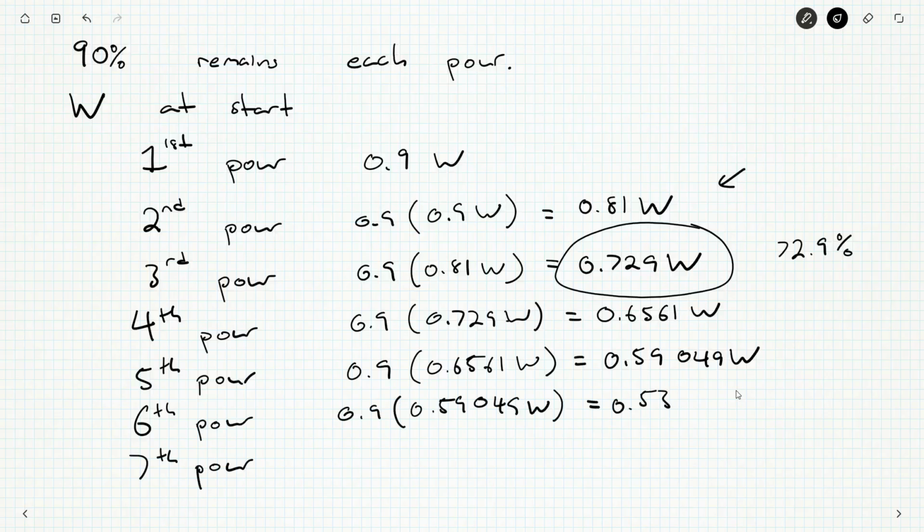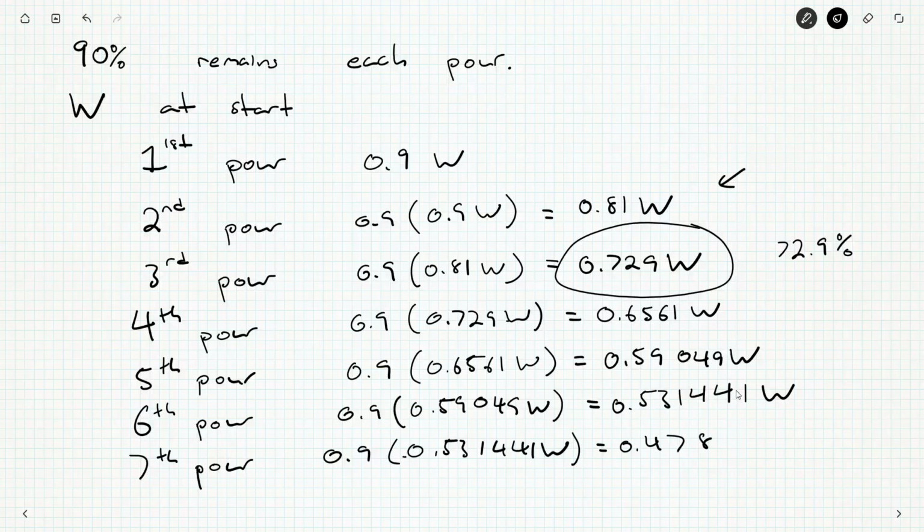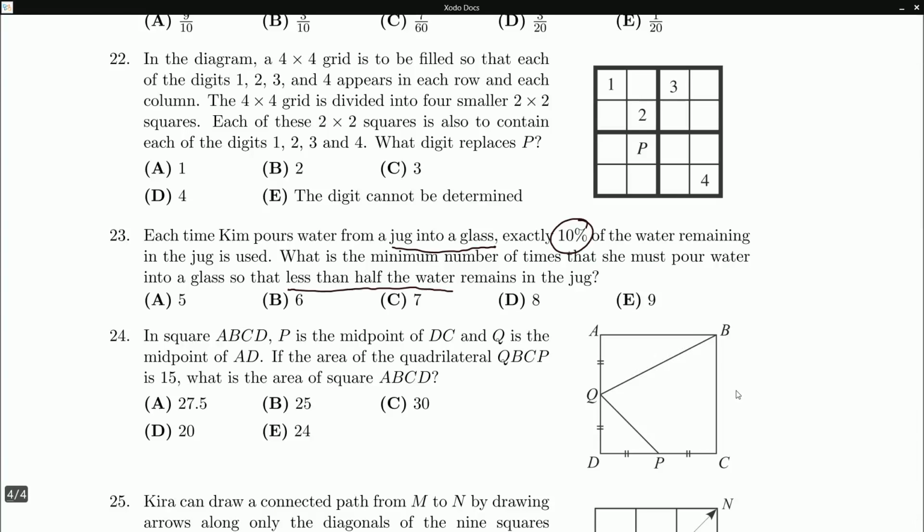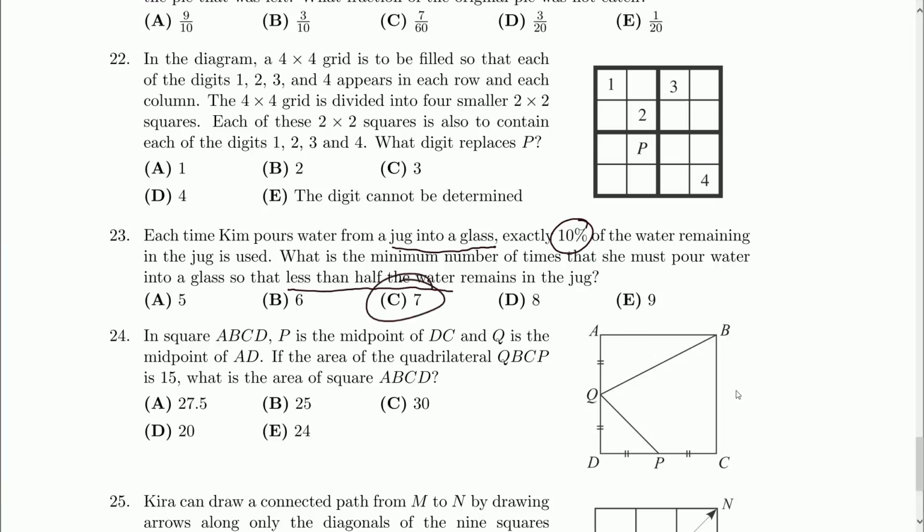5 threes. This is the first time it's stayed within the same 10th digit. It's just over 50%, and I bet if we multiply by 0.9 one more time, oops, that's my answer. I'm copying down. We do get about 47% of the water remains. I don't need to actually write all this out, because the point is this is finally less than half of the water, which would be 0.5 W. So this is our 7th pour. We kept track of it all the way through, so we're going to get an answer of C.